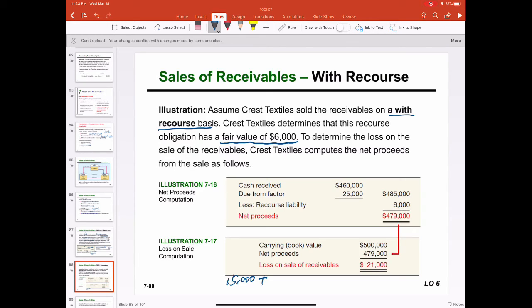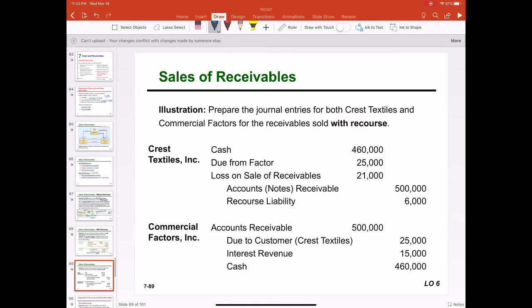And now there is an extra charge to the seller. So the total is 21. So this is also the total loss from the sales by Christ. Okay. And the journal entry is a little bit different from the one without recourse. Actually the seller of the receivables recognizes the actual loss, which is the original 15 charge plus the value of the recourse.